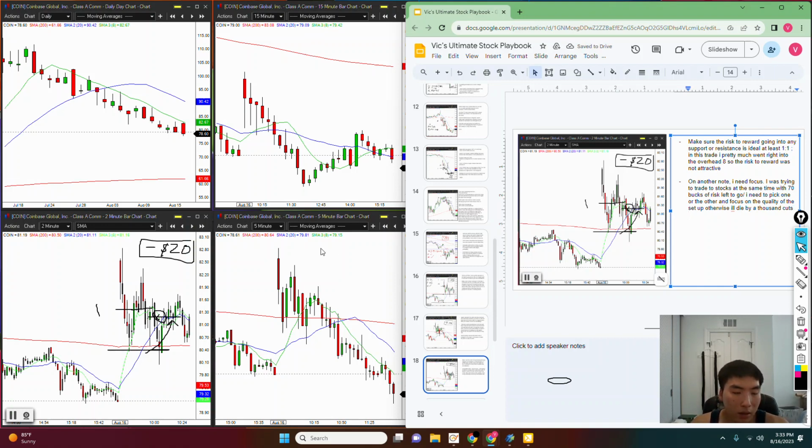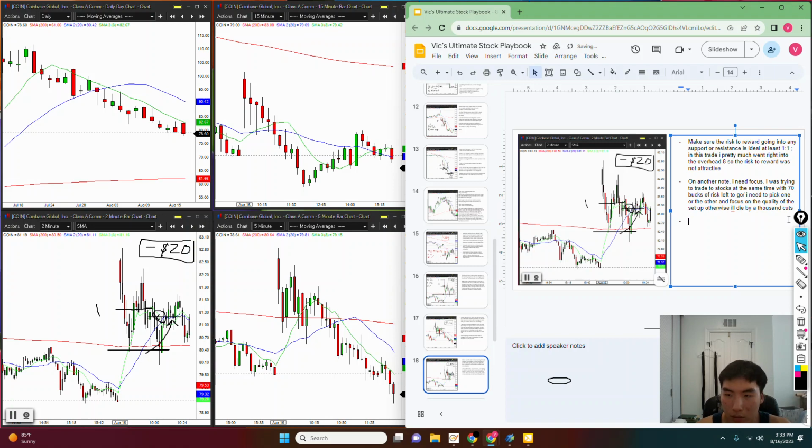And then what else do I have to note? So the risk to reward going into the overhead resistance, overhead 8 in this case, and then just the focus. Pick one stock, focus on that. Focus on the quality of the trade. Yeah.